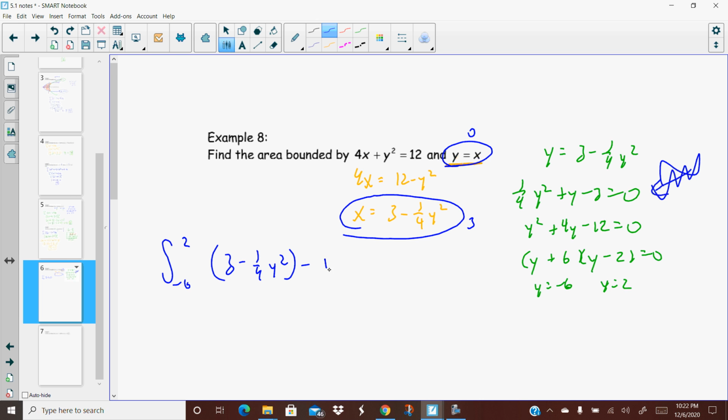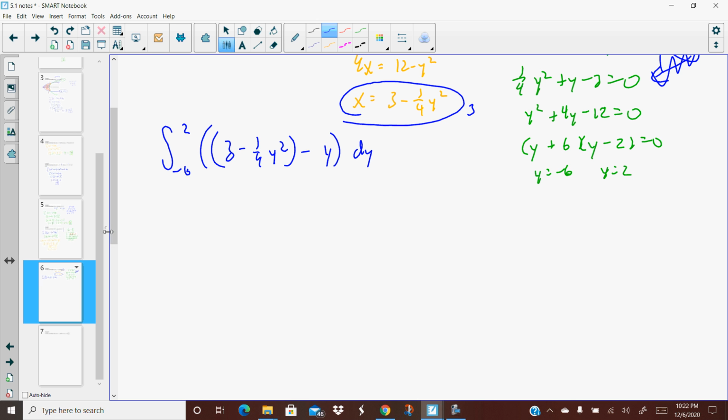And then minus y dy. So there is nothing that I have to combine there, so we can go ahead and go straight to antiderivatives. So let's see, that will be 3y minus, that becomes y cubed, multiplying by 1/3, that gives us 1/12, minus 1/2 y squared, from -6 to 2.